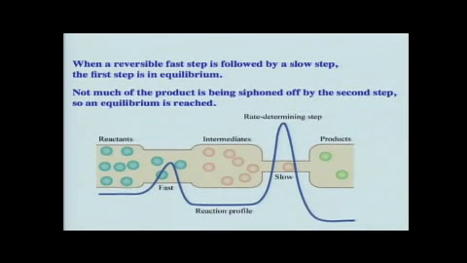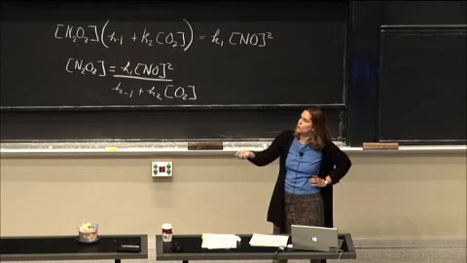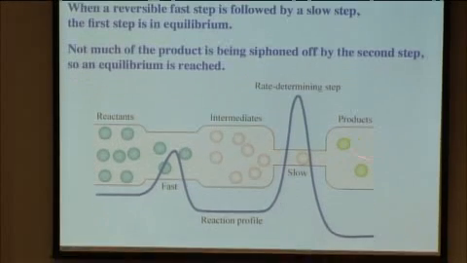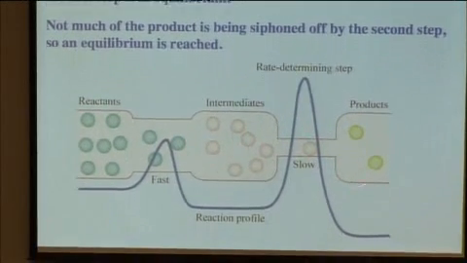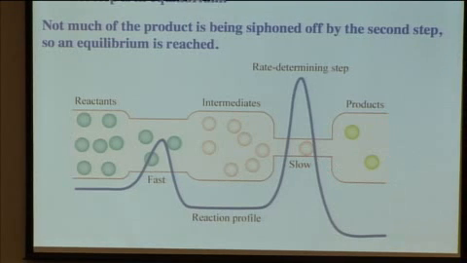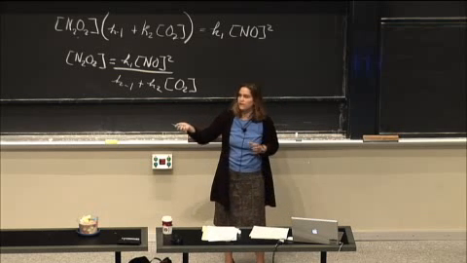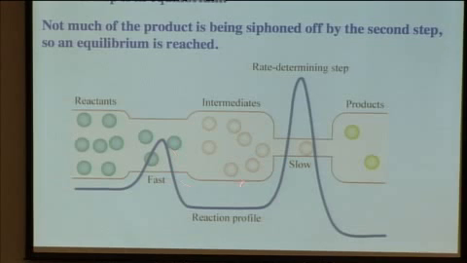So you can think about that in terms of this plot here. If you have reactants going to intermediate, and this is fast and reversible, so they're going back and forth, fast, reversible, and then very, very little of that intermediate is getting siphoned off. This is very slow. So very, very little of this is being siphoned off to products. So that allows that first step to really reach equilibrium conditions, because this doesn't really factor in, and so you reach an equilibrium here. And that allows you to simplify your expressions.